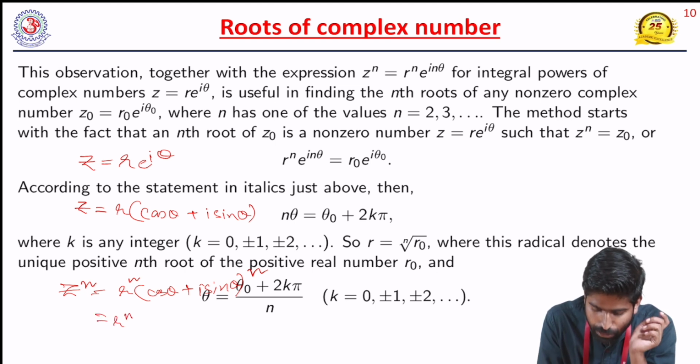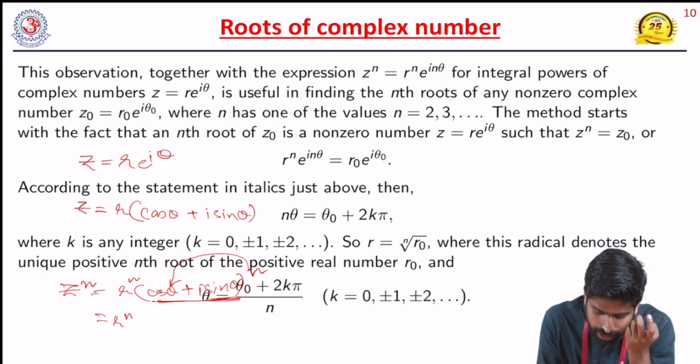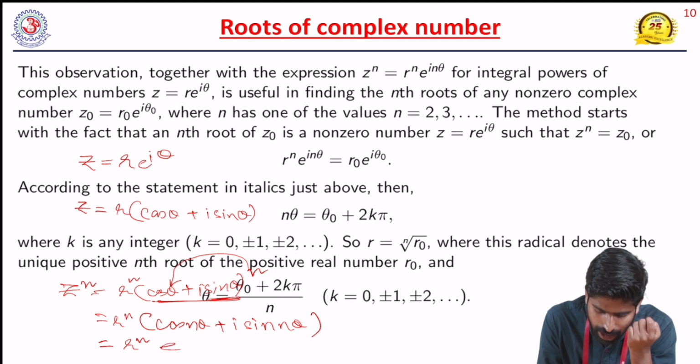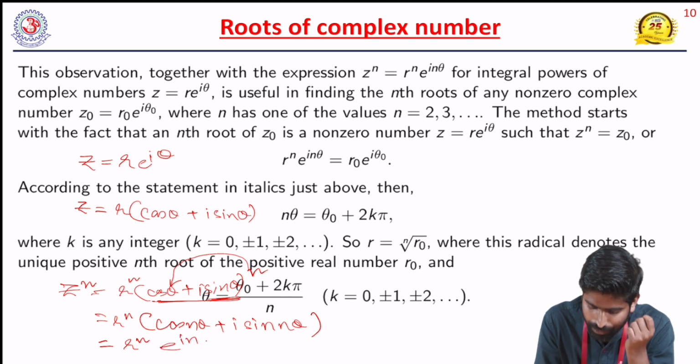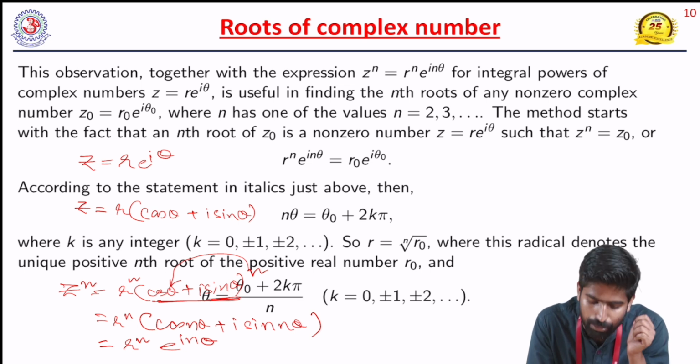Now by De Moivre's theorem, if you already know it, cos theta plus i sin theta to the power n is shifted so that the n comes to theta. With the help of De Moivre's theorem, this n will shift to this position. So by solving this, z to the power n becomes r to the power n e to the power i n theta. So for any complex number, the nth power becomes very simple.